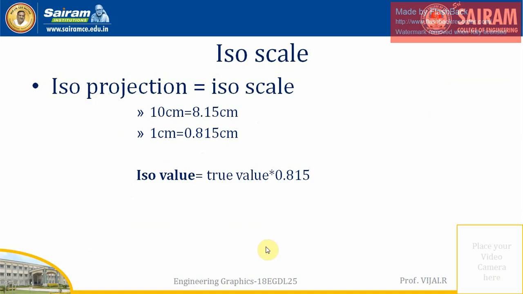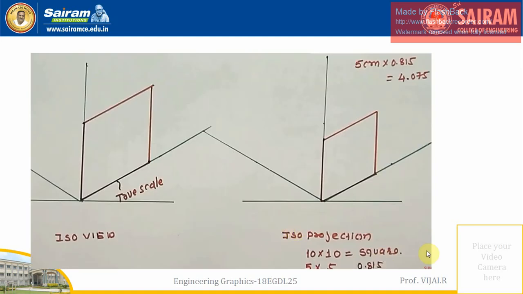So while drawing in engineering drawing, we have to draw with this isoscale. That is what is given in the sketchbook, and this is the true value, and multiplied by 0.815, if we give that, we get the ISO value. So the true value, the ISO view will give the true value.